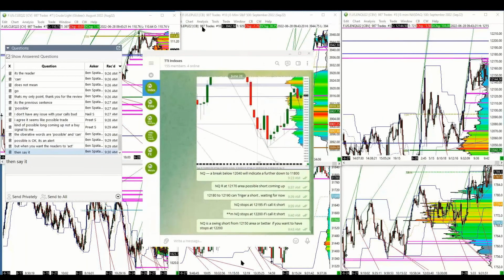And I said stop loss. And I called the exact number. I said short from 12,150 or better. So 12,150 or better was here. I called it or better, so the whole area. I say take first target.